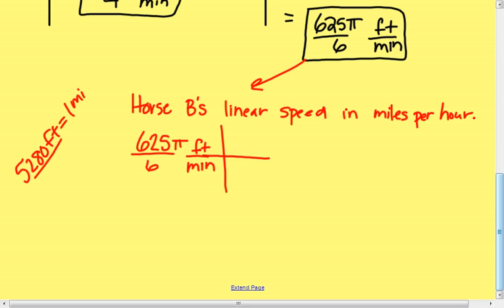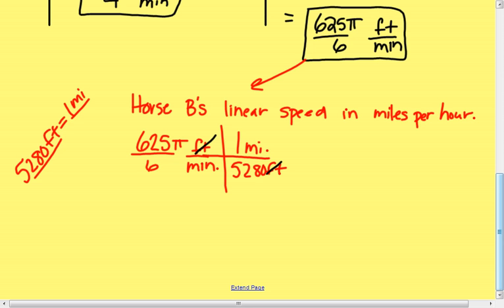Obviously, one of those pieces is going to go on the top, one of those pieces is going to go on the bottom of a fraction. I want feet kitty corner from feet, so I'm going to put the 5,280 feet on the bottom and the 1 mile on the top. When I do that, the feet will cancel each other out. Okay, so if I were to multiply this out right now, I would be in miles per minute.